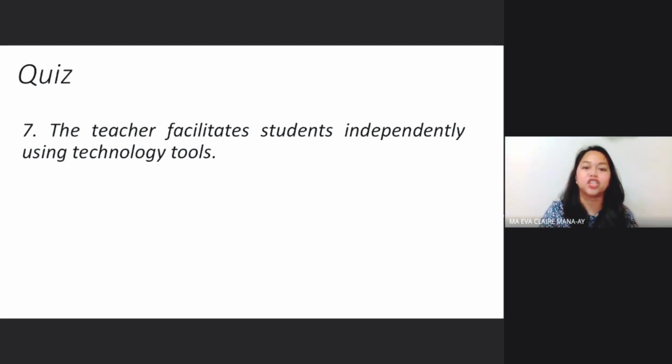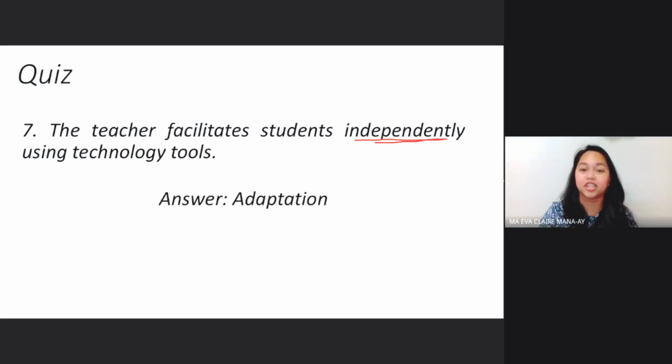Number 7, the teacher facilitates students independently using technology tools. Okay, so in here, your students can use technology independently, but you are still telling them what tools they should use. So what is this level in your technology integration? Please put your answer in our chat box. Okay, correct answer here, of course, would be adaptation.